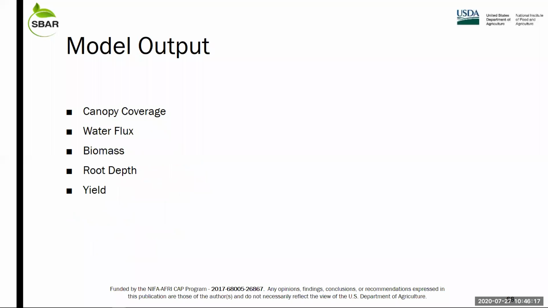Next. Okay, so the model itself outputs several things, but the most important of which are canopy coverage, water flux, in terms of how much water, something like the WINS model, although a little bit different, it gives you an estimate of how much water is actually going to be required by the plant. Biomass, root depth, and yields. So yield in this case, ultimately would be rubber. Next.